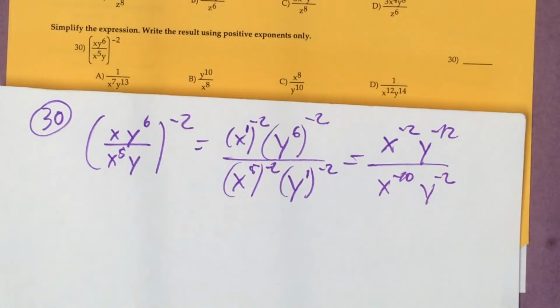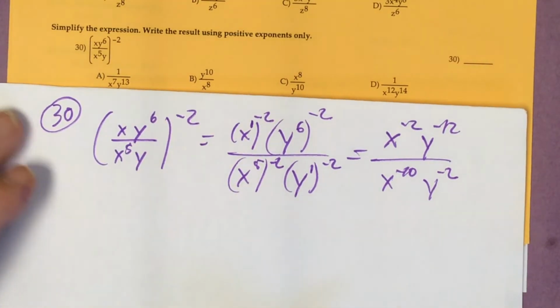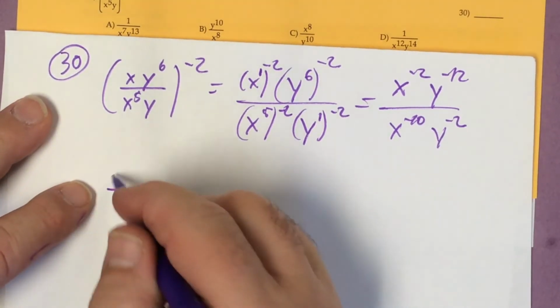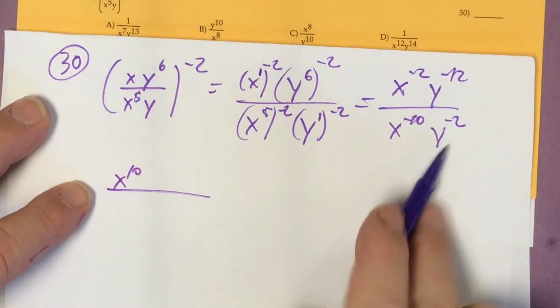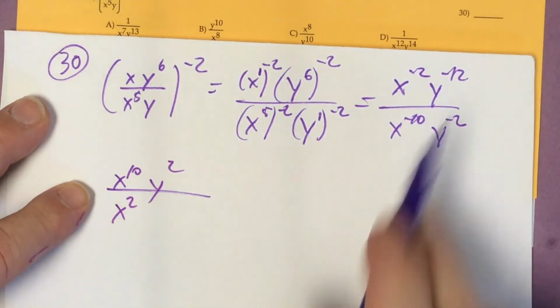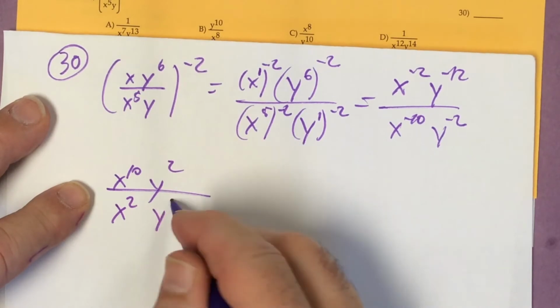Everything has a negative exponent. Everything's got to get flipped. You could box everything if you want to, but I'm just going to flip the whole thing. So this x to the negative 10 is going to become x to the 10th up here. Y to the negative 2 is going to become y to the 2nd here. X to the negative 2 is going to become x squared here. Y to the negative 12 is going to be y to the 12th here.